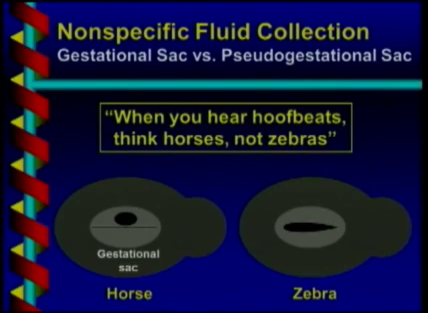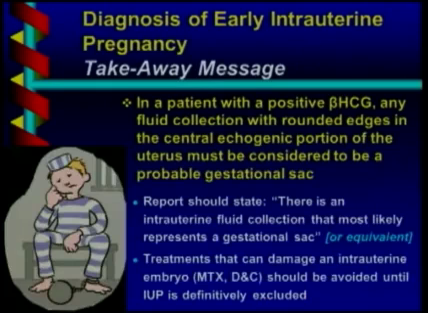Well, there's an expression that says when you hear hoofbeats, think horses, not zebras. Think of the common things, not the rare things. The gestational sac is the common thing when you see a nonspecific fluid collection. The pseudogestational sac, depicted on the right, a little fluid in the uterine cavity, is the rare thing, the zebra. So when you see a nonspecific fluid collection, think gestational sac, not pseudogestational sac.